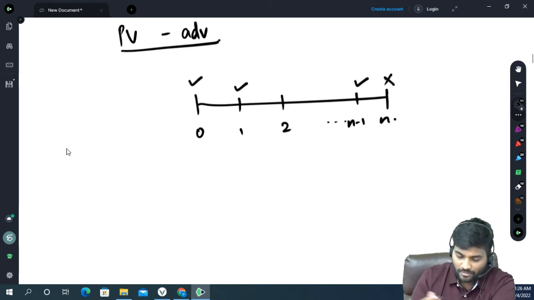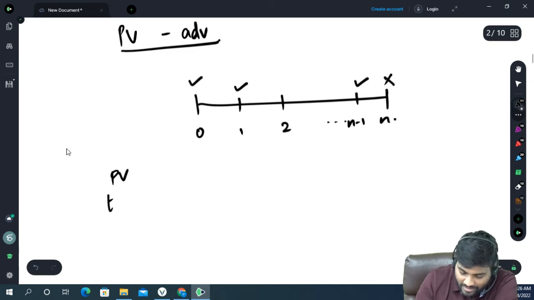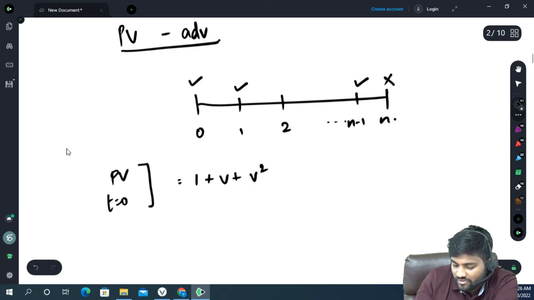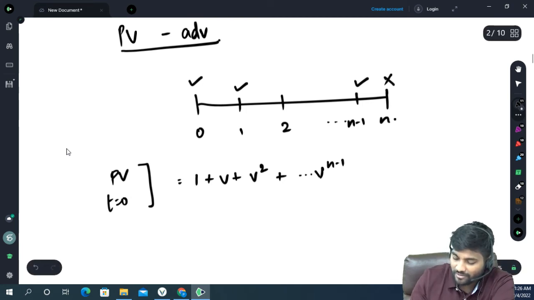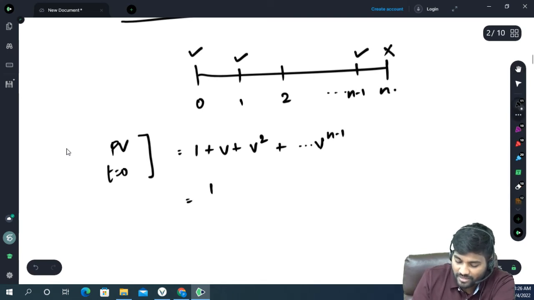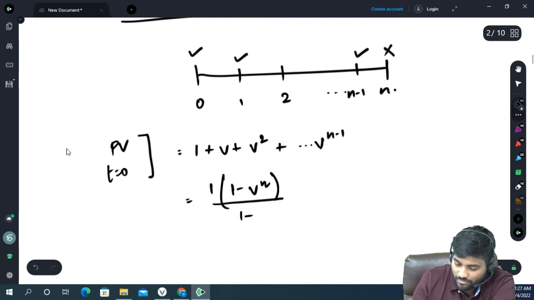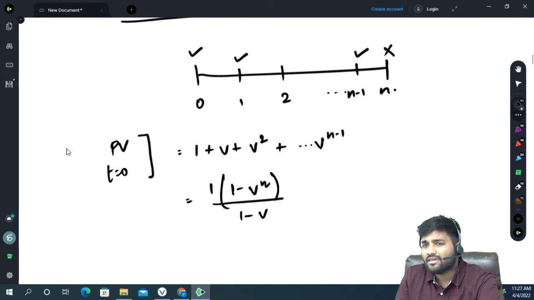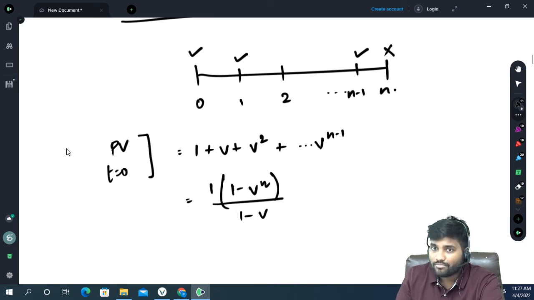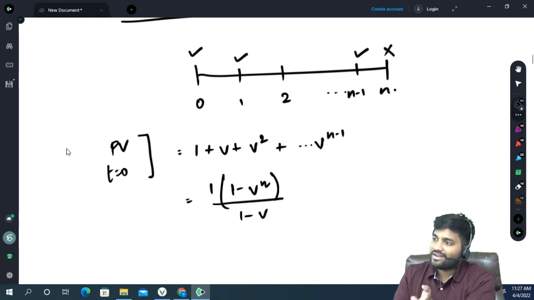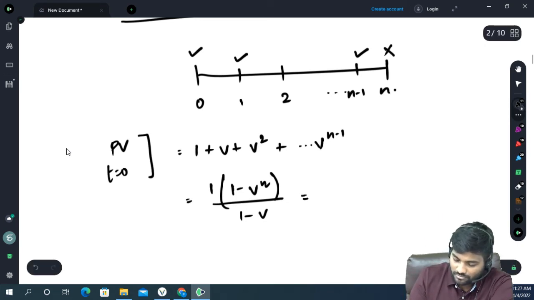Okay. So again, present value at t equal to 0. Now this will be 1 plus v square plus dot dot dot v to the power n minus 1. Again the same formula. So this will be 1 minus r to the power n by 1 minus r. What is 1 minus v? D. Because 1 minus d is v. So 1 minus v will be what? D. So 1 minus v to the power n by d.